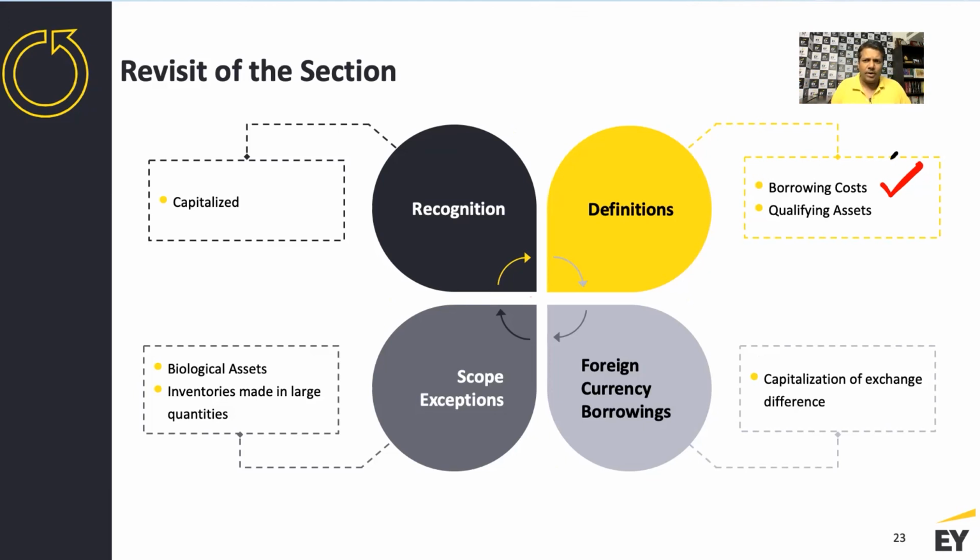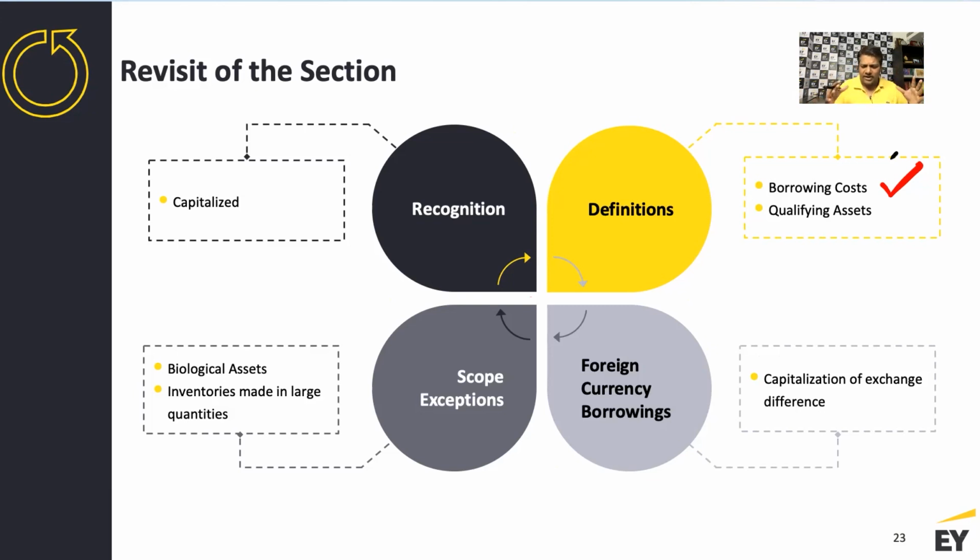And then we talked about a qualifying asset. What is a qualifying asset? It is something which takes a substantial period of time in relation to its construction or production for it to be ready for its intended use. The substantial period of time has not been defined in the standard, but it is generally presumed to be a period of more than 12 months.